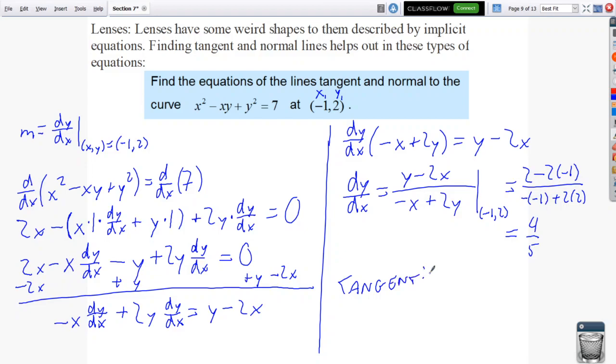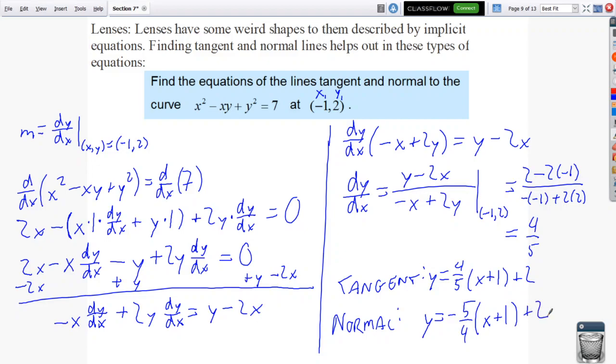So now I know the tangent line is going to be y equals my slope 4 fifths times the quantity of x minus x1, which was negative 1. So x plus 1, plus y1, 2. My normal line, again, normal just meaning that I have opposite and reciprocal slope, is perpendicular to the tangent line. So I've got y is equal to opposite and reciprocal, negative 5/4. Slope is the only thing that changes, so I keep the point the same. And boom. I've got the equation of my tangent and my normal.